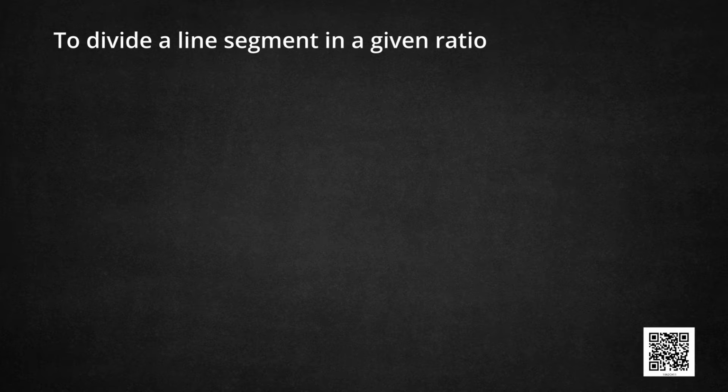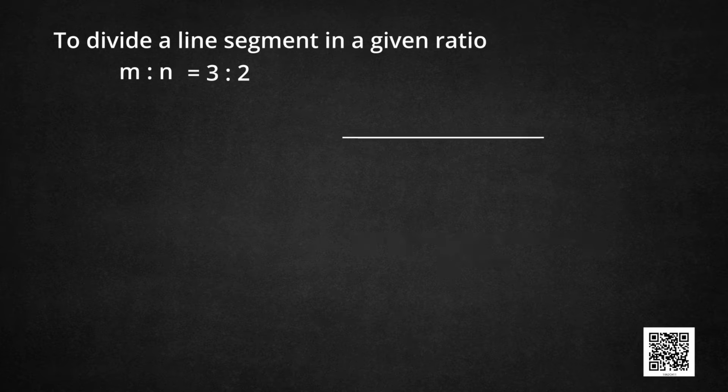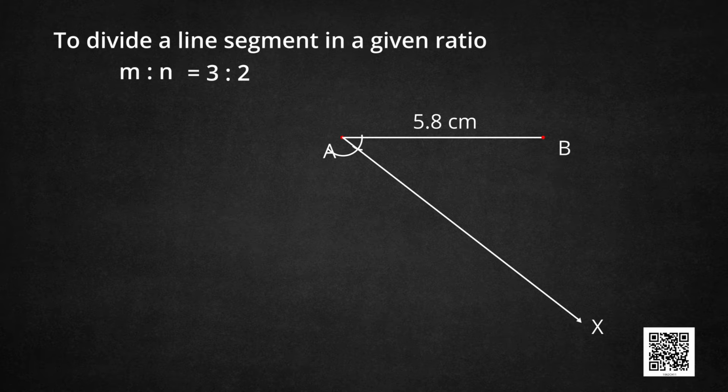Now suppose I have a line segment AB equal to 5.8 cm and I want to divide it in the ratio of m:n, where m and n are positive integers. Let us take m:n equal to 3:2. Let us start with the construction. Draw a line segment AB equal to 5.8 cm. At point A, draw a ray AX making an acute angle with AB.